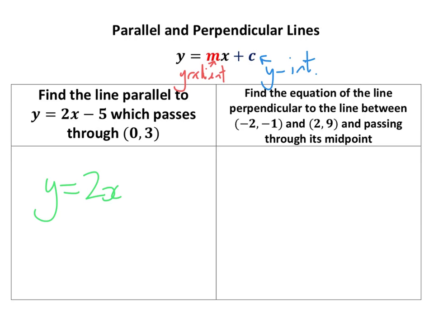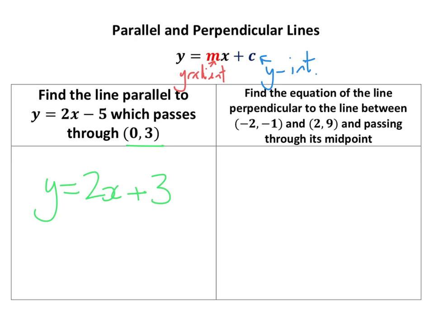Right, now it's got to pass through the point 0, 3. Now the y-intercept is where the x-coordinate is 0. So actually with this one, I've just got that. So just remember y equals mx plus c, the m is the gradient. That's fairly straightforward, but the y-intercept is where the x-coordinate is 0.